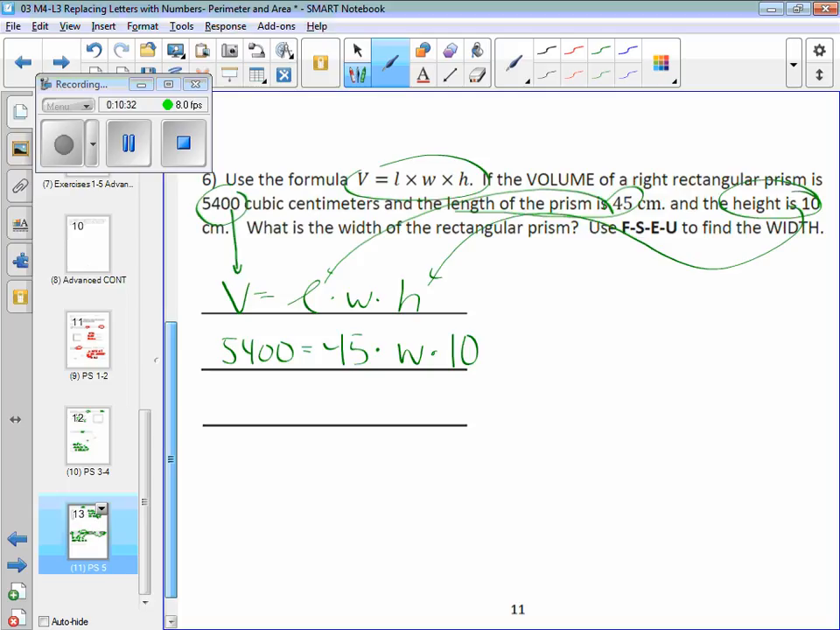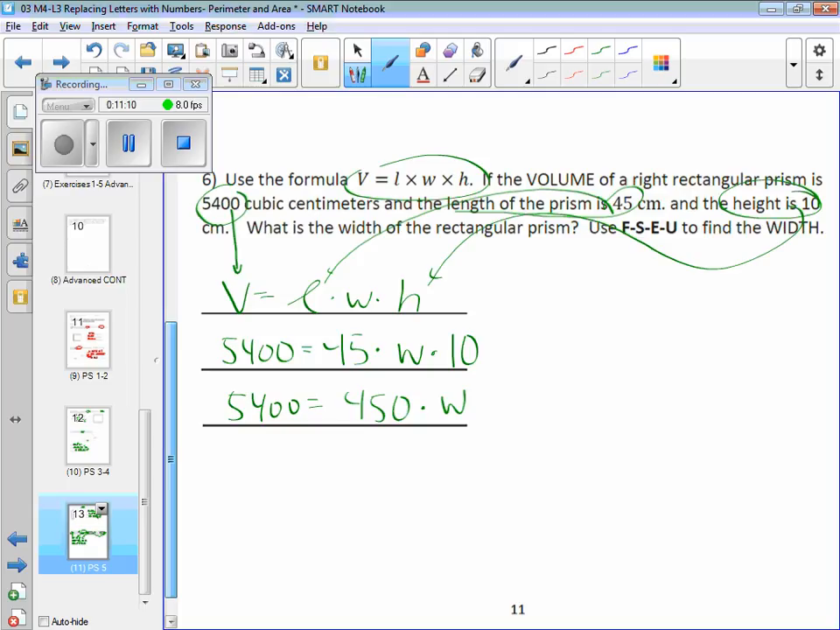Is there something I need to do before I figure out what W is? Do you know, Alexandra? Right, I got to do that first because I want to kind of simplify what I can on the right side. So I'm going to keep this as 5,400, and then what is 45 times 10? That is 450. And then we wind up with this. So in essence, what you're saying is, okay, well, 450 times what number will give you 5,400?